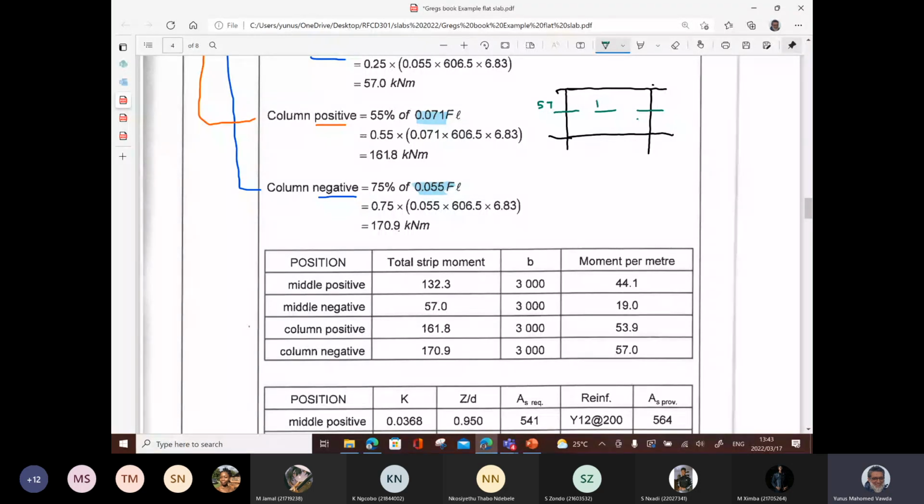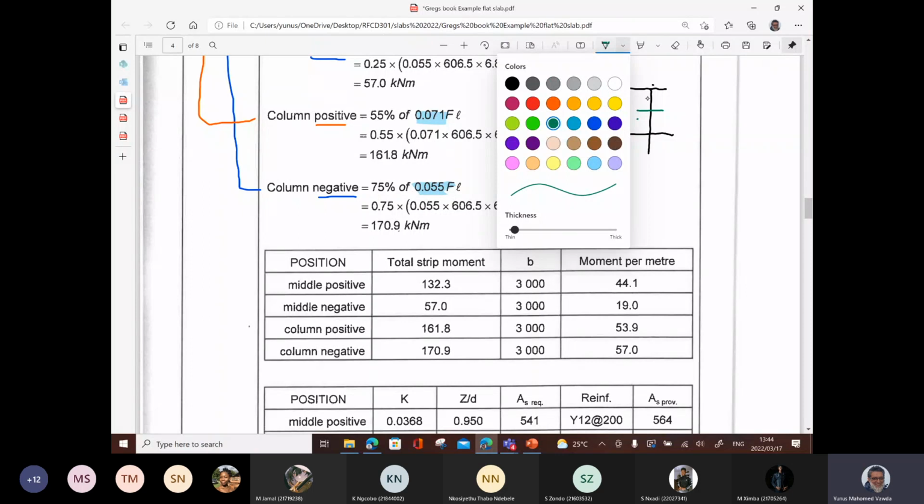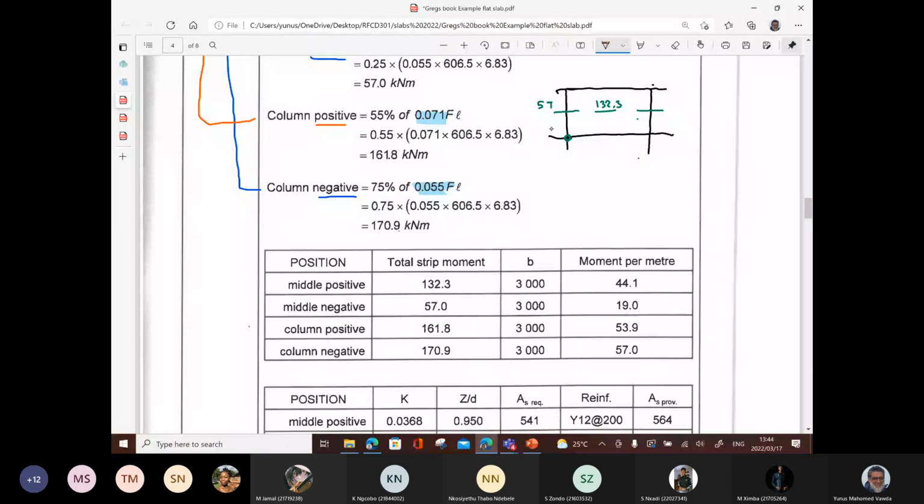Okay, are you with me? And because it's symmetrical, I'm not going to bother about the other one. Then column negative is going to be, this is your column here, remember? Let's put it in a different color. So we'll say this one is 170.9. There, that was in the column strip, all right? And then you've got in the column positive 161.8.